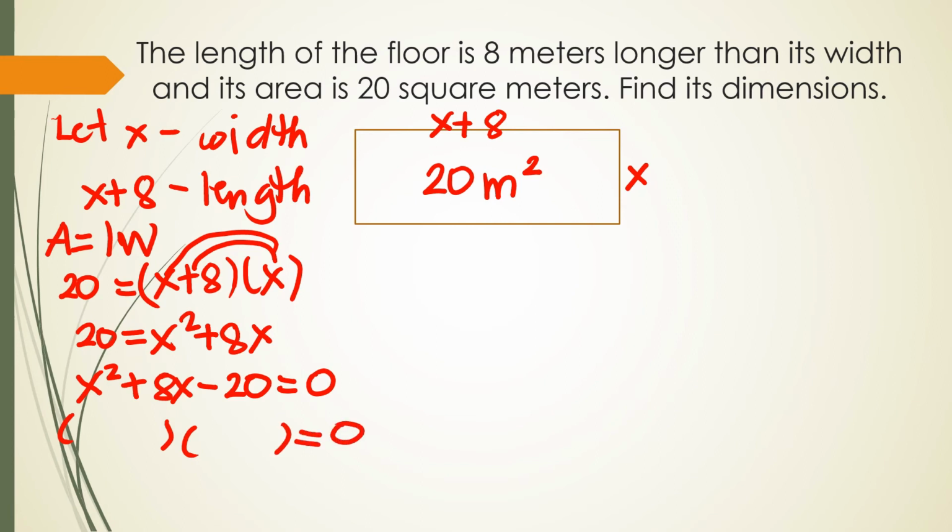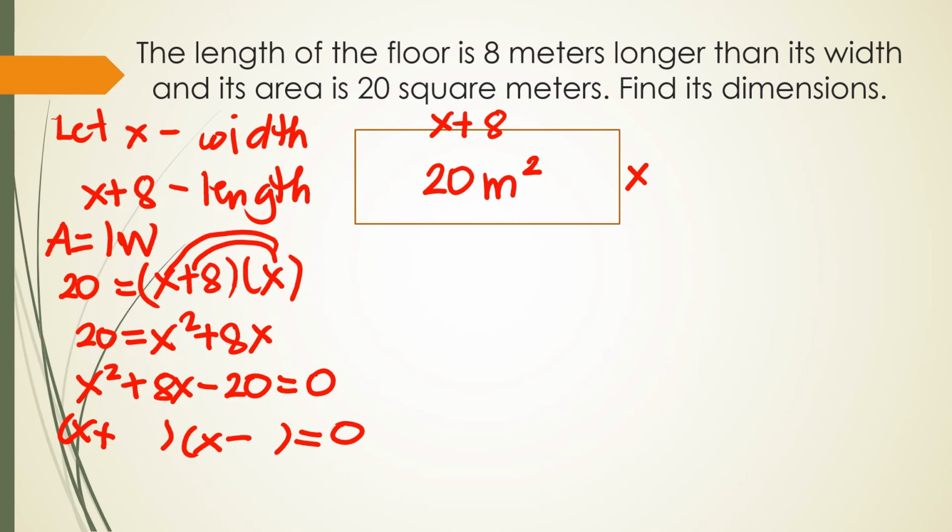So, factor out natin si x squared. So, we have here x and x. Now, the sign of the binomials, again, depends kung ano ang sign ng ating last term. So, ang sign na katabi na ating last term ay negative. So, meaning, ang sign ng binomials natin ay isang positive at isang negative.